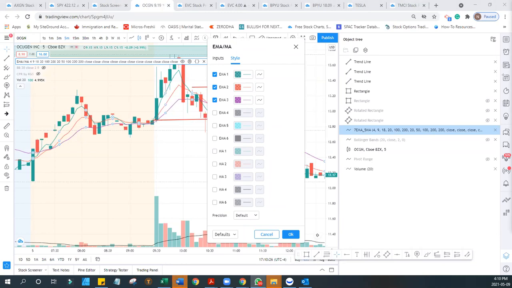Just more basic. What does EMA stand for? EMA is exponential moving average. Got it. Okay, thank you. Jacob, which one do you prefer, EMA or SMA? EMA for the day traders, SMA for the swing or the long term.